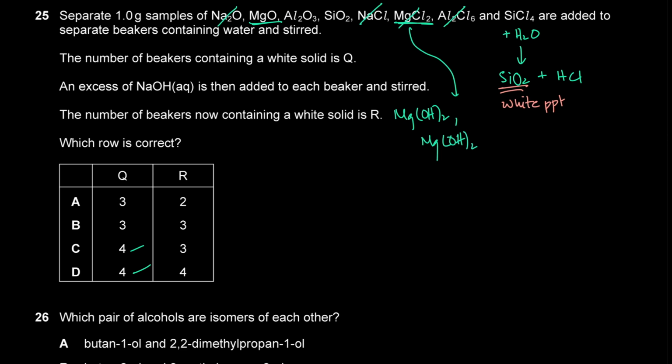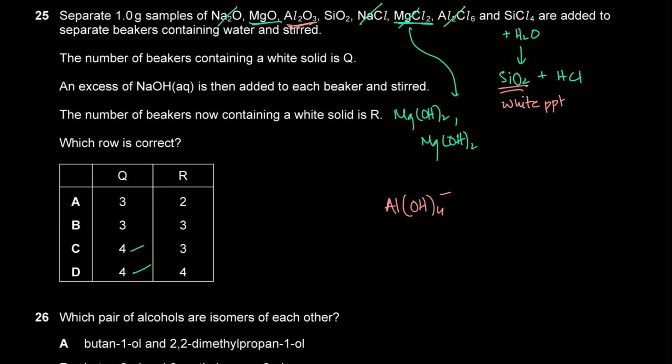Aluminum oxide is amphoteric, so it can react with alkali. Aluminum oxide actually dissolves because it forms a salt with this anion. So the aluminum oxide will dissolve, and the Al2Cl6 also, the aluminum ions will form a salt with this anion, so it will remain soluble.